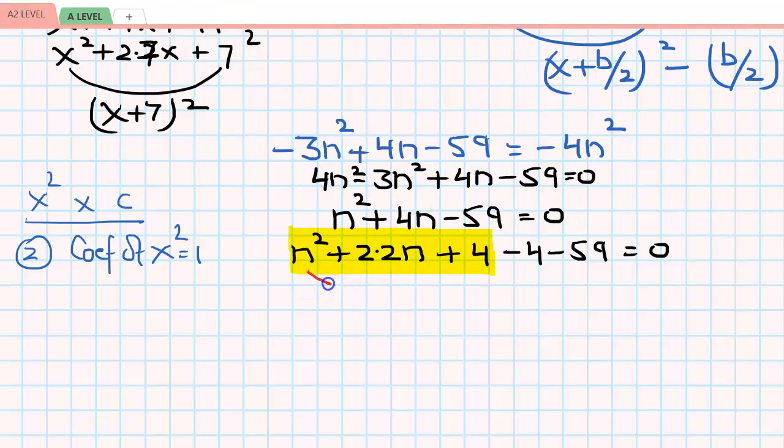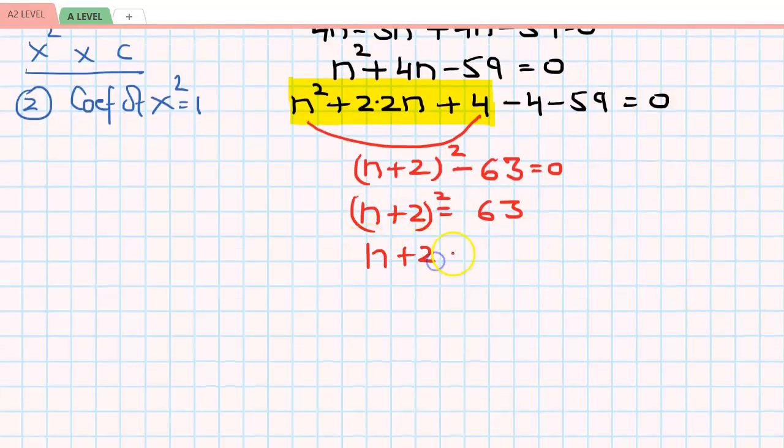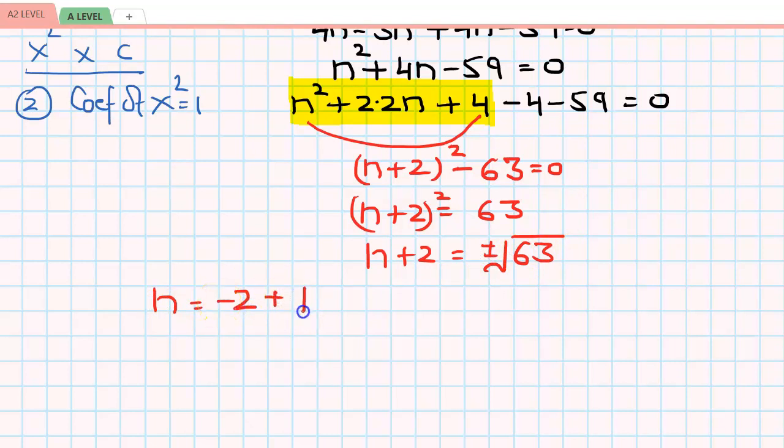So you know it very well, if the equation is written in this form, this is (n + 2) square minus 59 minus 4, which is 63, is equal to 0. So (n + 2) square is equal to 63. So it means n plus 2 is equal to root 63, and whenever we have a root we write either plus or minus. So n is equal to minus 2 plus root 63, or n is equal to minus 2 minus root 63. So that's how we solve this kind of question.